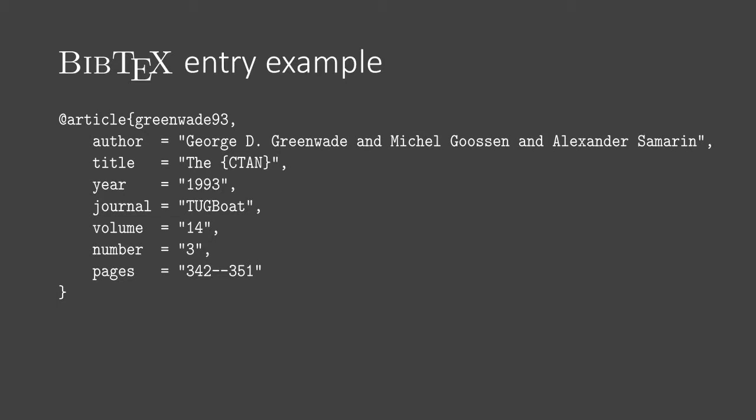Braces are used to protect strings from the formatting rules applied by the style file. For instance, in the example, if CTAN in the title field is not included within braces, the style file may format it in sentence case. To retain the capitalization, we group it in braces. This will ensure that the BibTeX parser excludes that string from style formatting.